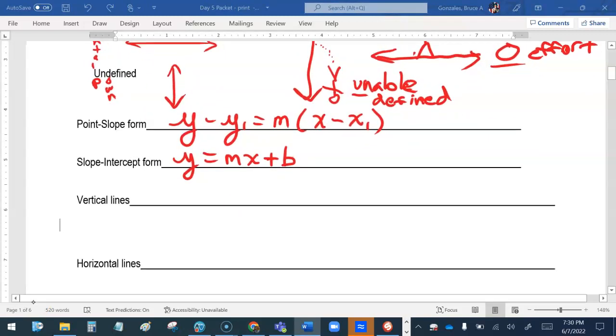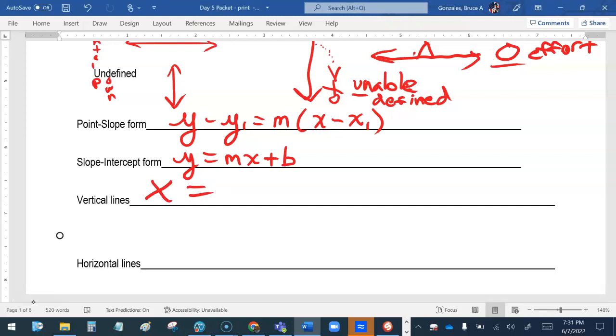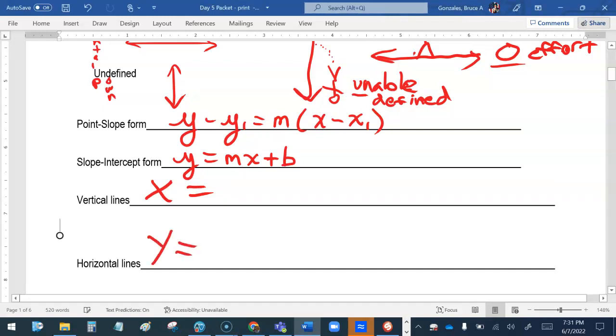Okay, so vertical lines are always x equals a number, and then horizontal lines are always y equals a number.